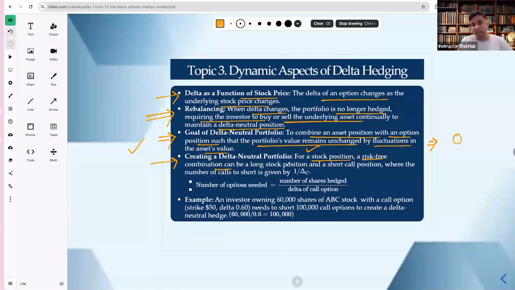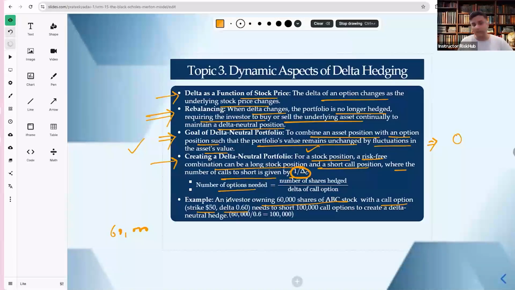A risk-free combination can be a long stock and a short call, which you have seen, the covered call, where the number of calls to short is given by 1 by delta C. So that is the number of options needed. Let's see an example so you learn more. An investor owns 60,000 shares of ABC stock, with a call option of strike 50 and delta 0.6.